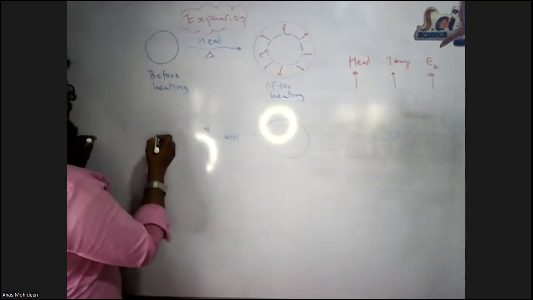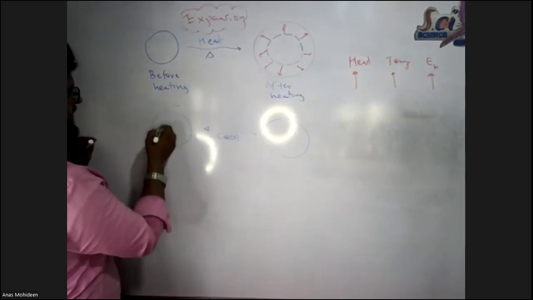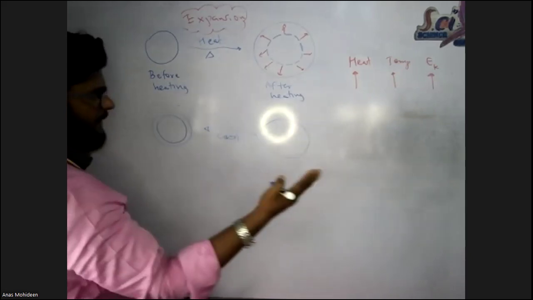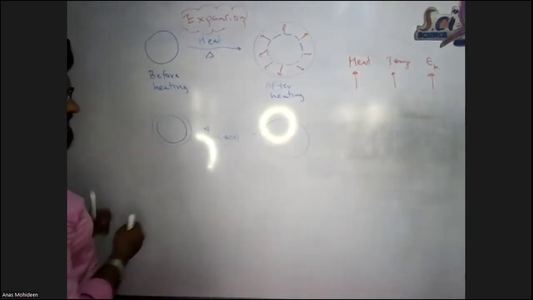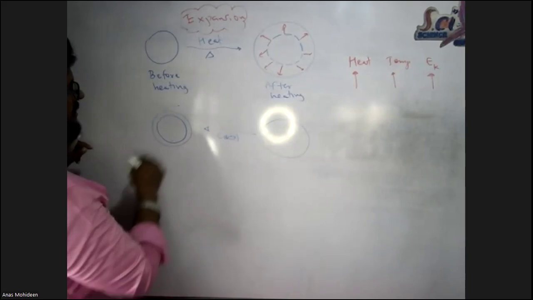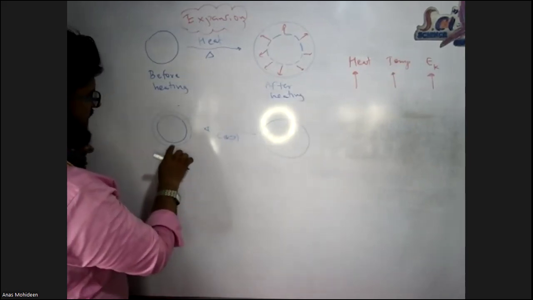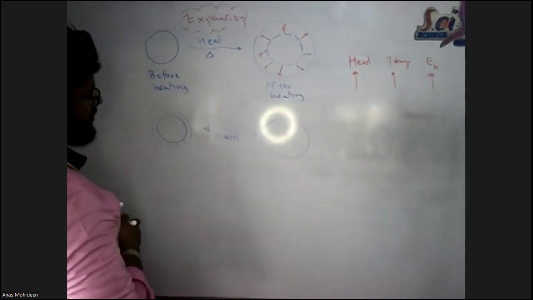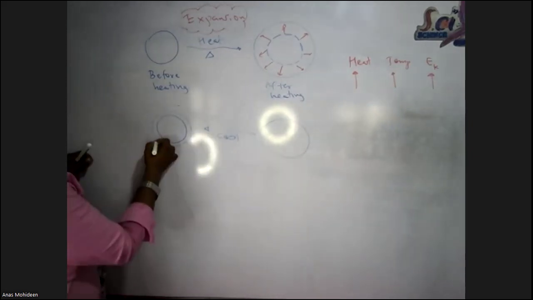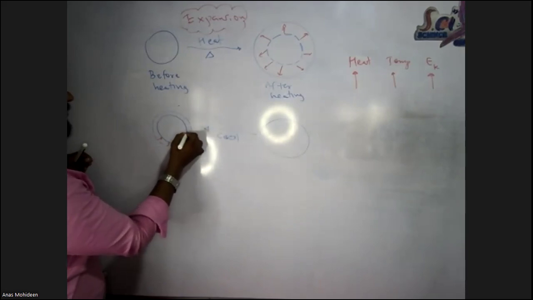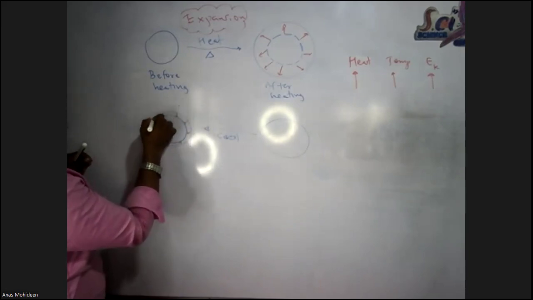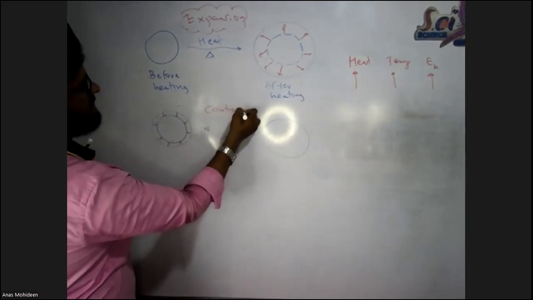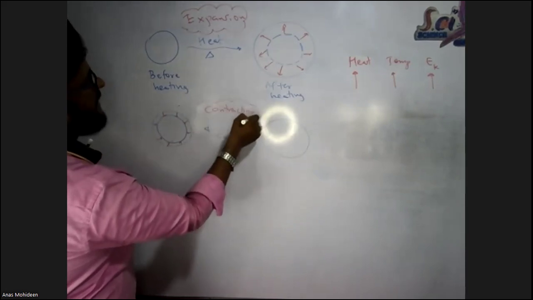When I am cooling it, what happens? From the original or initial size, it gets closer. The particles come closer, they decrease, and the entire volume decreases. And this is what we term as contraction.